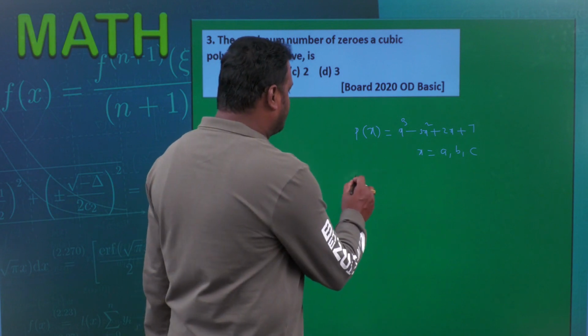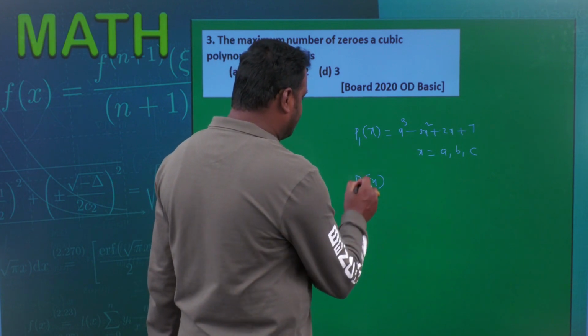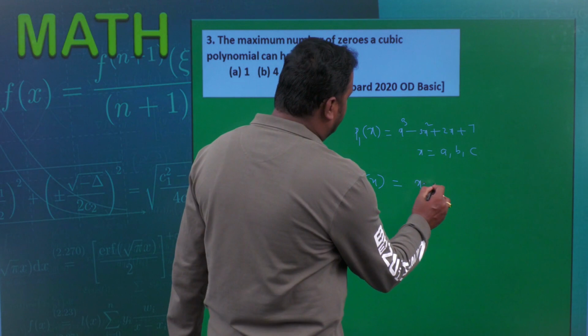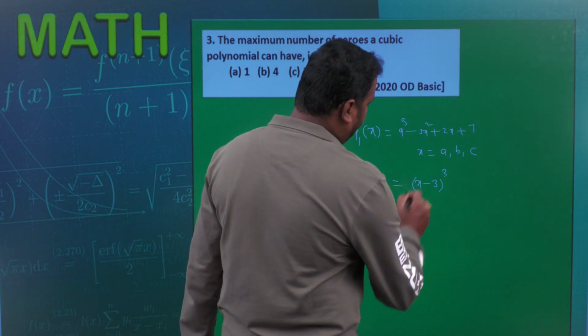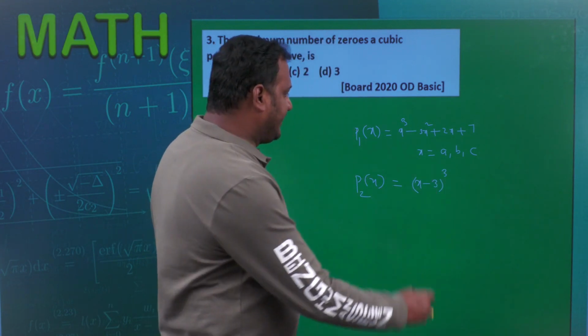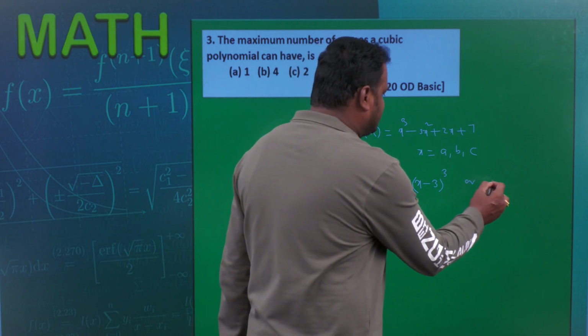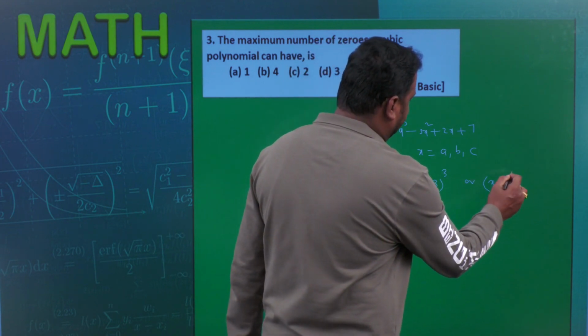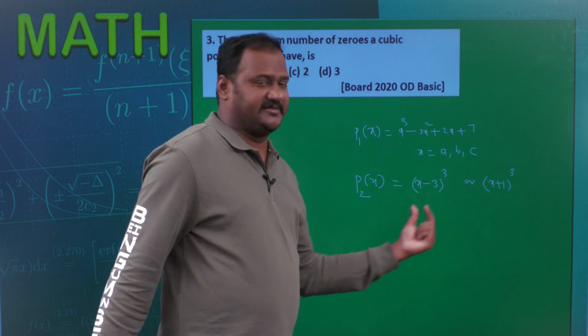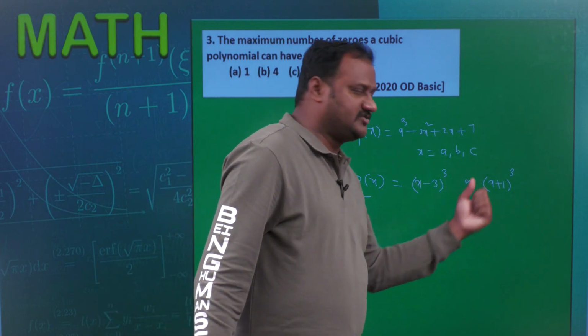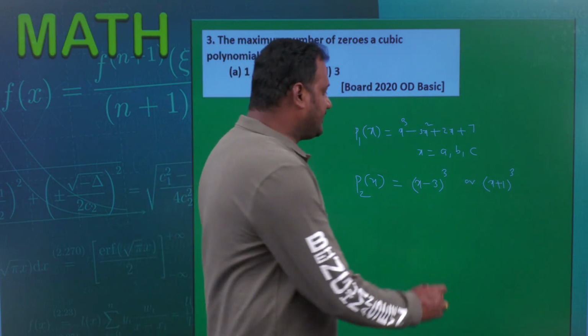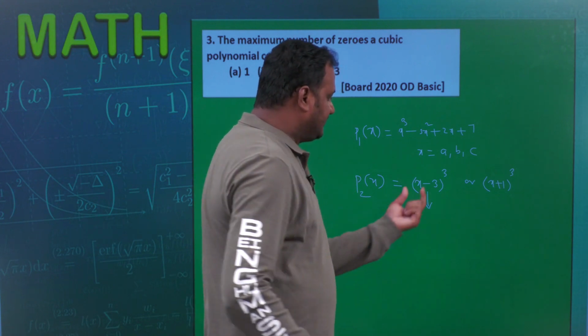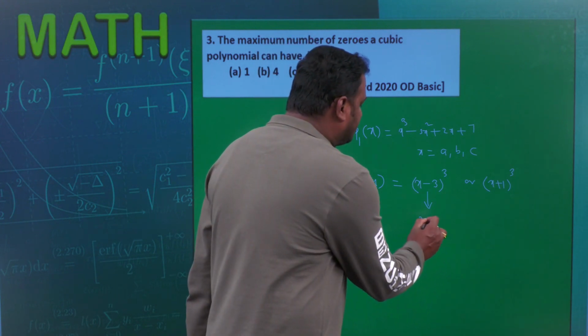I am taking one more polynomial. This is p1, this is p2 of x is equal to x minus 3 whole cube. Okay. See here, x minus 3 whole cube or something like x plus 1 whole cube for example. Of these two polynomials, this is one third degree polynomial, this is one third degree polynomial. But what are the zeros of this polynomial? This is 0 only when x is equal to 3.